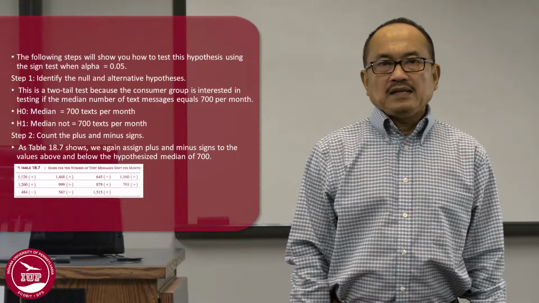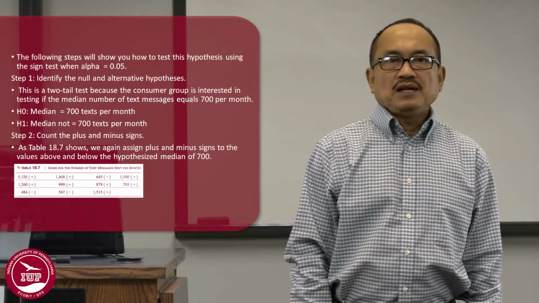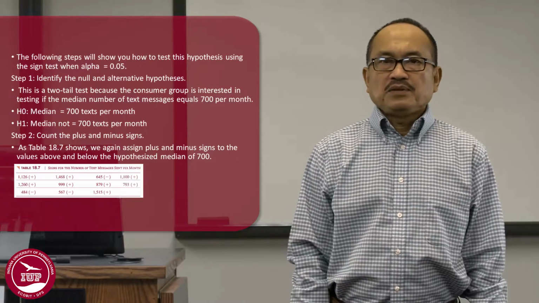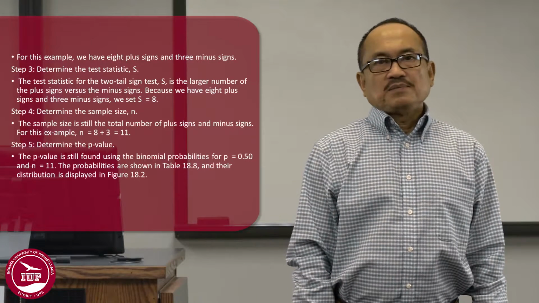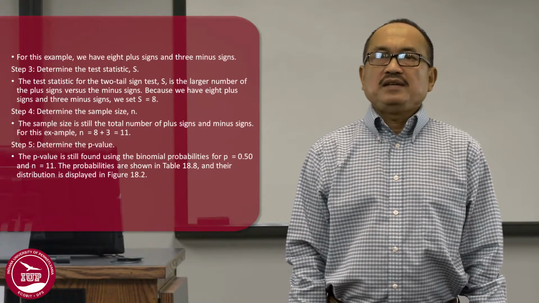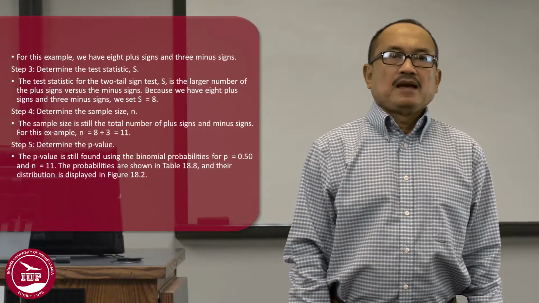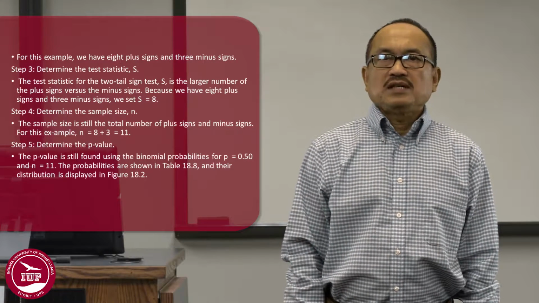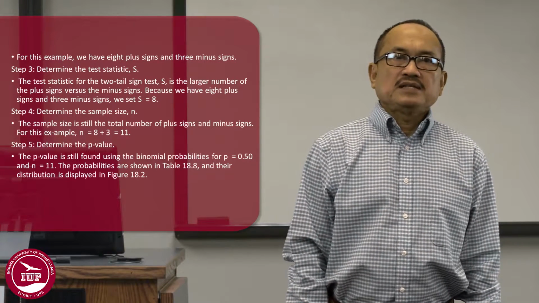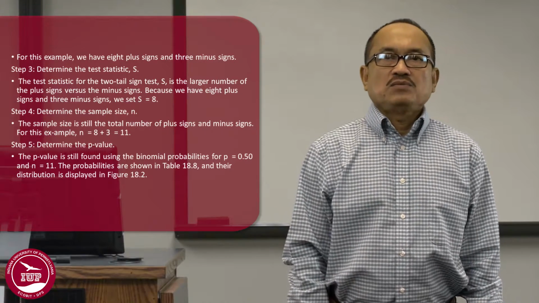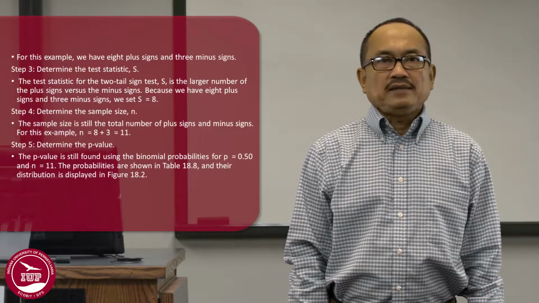Table 18.7 shows we again assign plus and minus signs to the values above and below the hypothesized median of 700. For this example, we have 8 plus signs and 3 minus signs. Step 3. Determine the test statistic S. The test statistic for the two-tailed sign test S is the larger number of the plus signs versus the minus signs. Because we have 8 plus signs and 3 minus signs, we set S equal to 8.